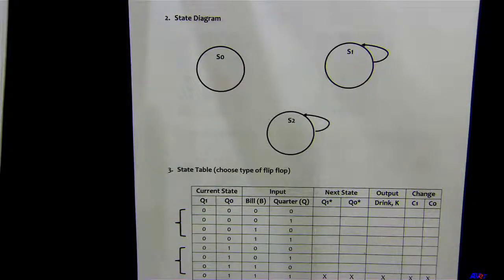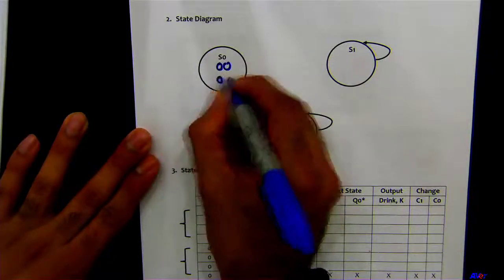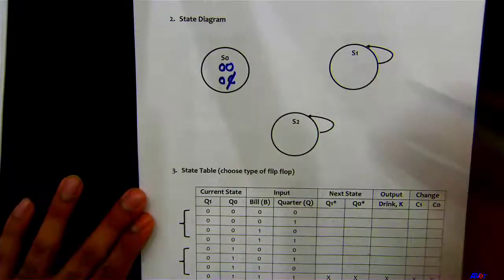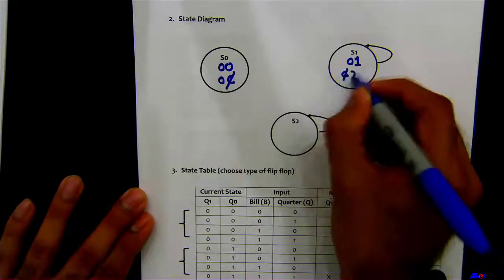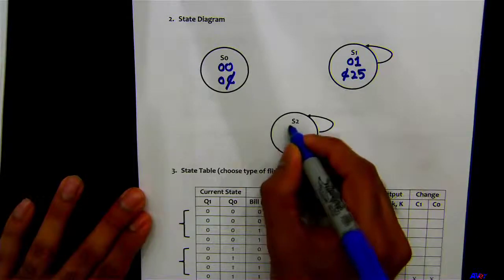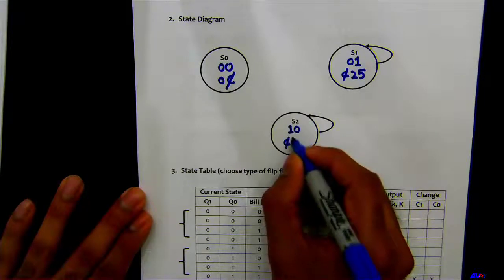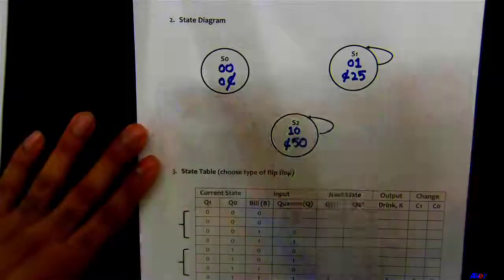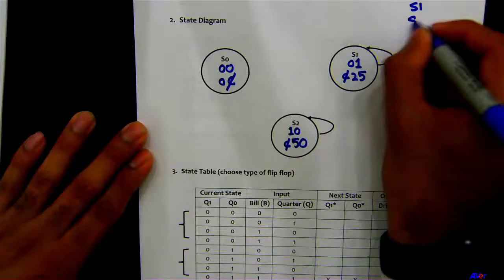So my first state is going to be 0, 0, which is 0 cents, okay? All right, what could be the next state? 0, 1, and this would be 25 cents, right? And the third state, S2, which makes a binary code of 1, 0, and this would be 50 cents, okay?